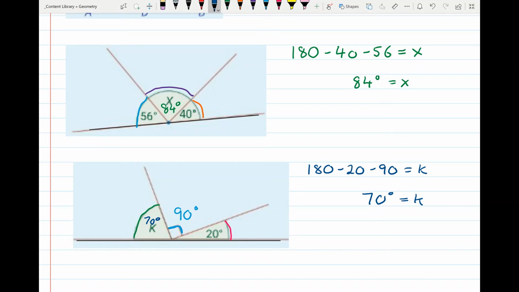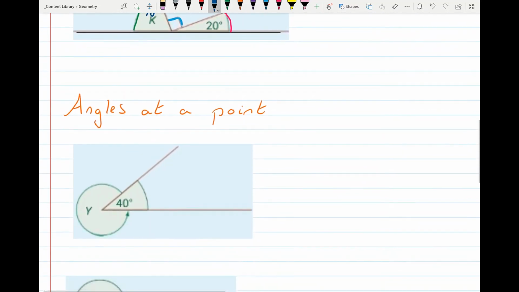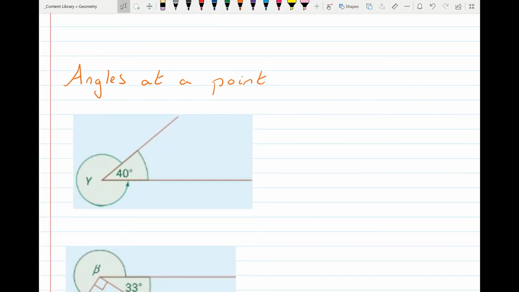Sometimes there won't be a straight line. There'll be just a point. And a point will have a full rotation surrounding it. So if our point is in this corner, this angle and the angle outside it, the exterior angle, when you add those two together, you will get a full rotation, which has 360 degrees in it. So about a point will be 360. It's two 180s added together.